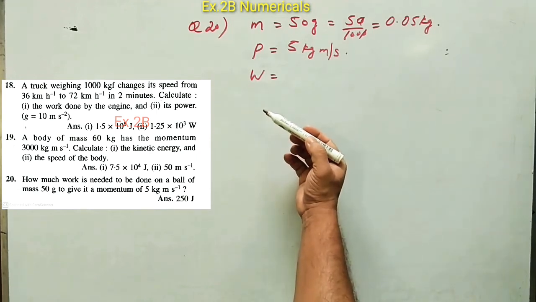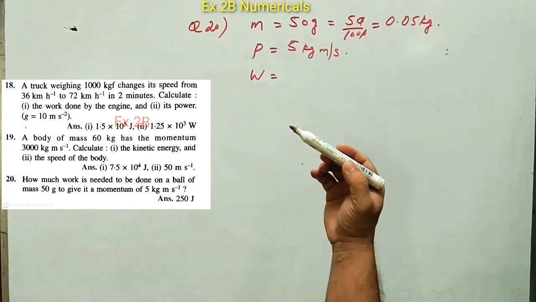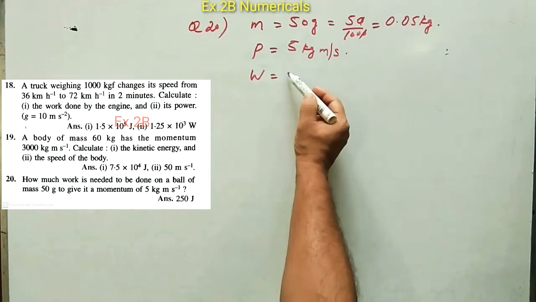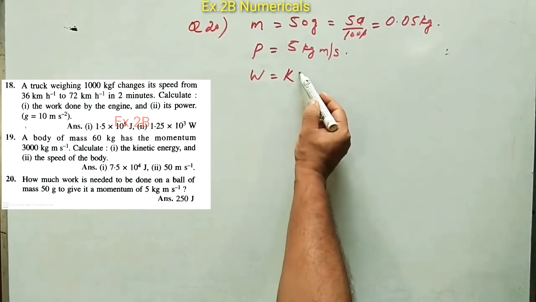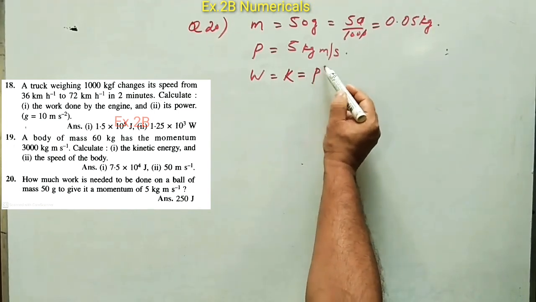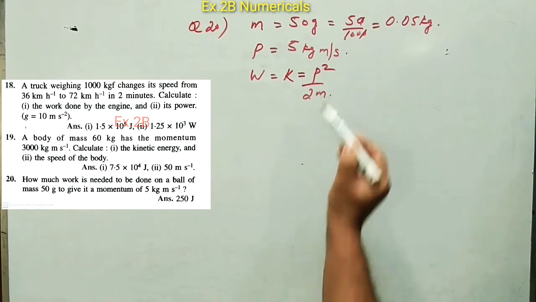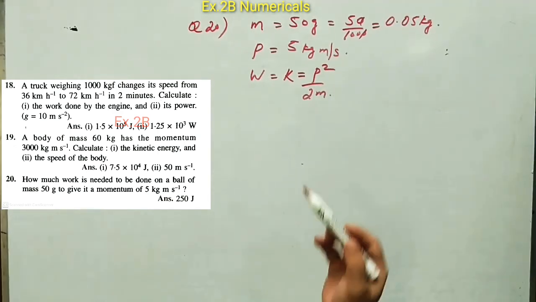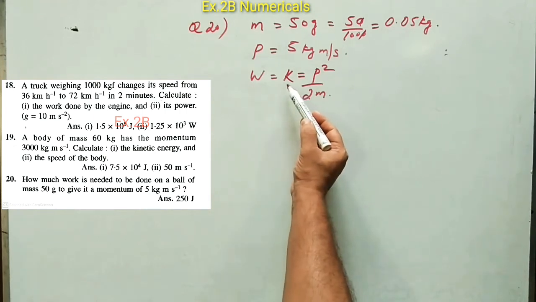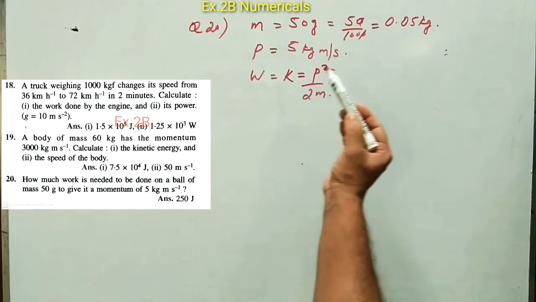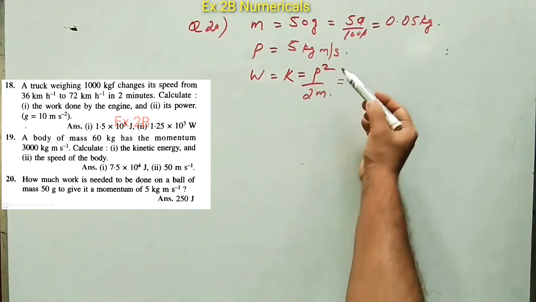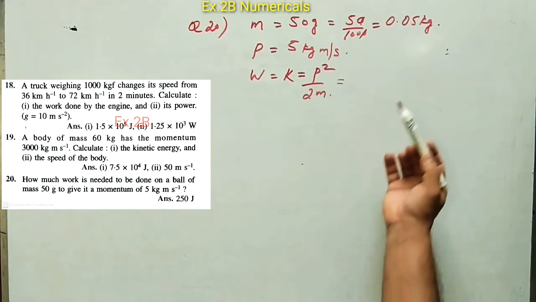So the work done can be related to the work energy theorem. According to the work energy theorem, work done is equal to change in kinetic energy, and kinetic energy is related to momentum by the formula P square by 2m, right? Because momentum is given there. Now all these quantities are given. Now our work is over.